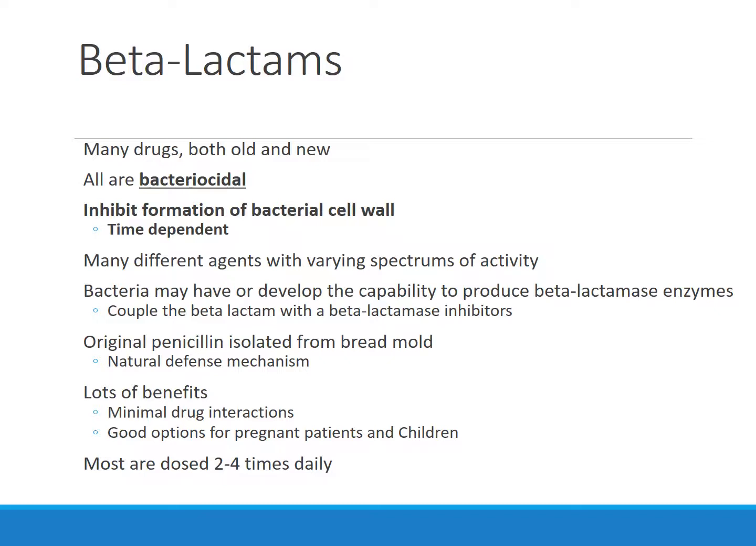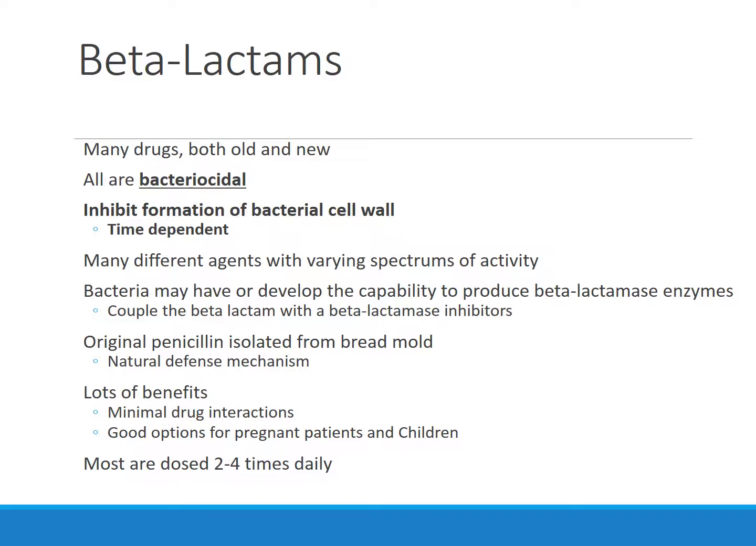Penicillin is one of the oldest antibiotics we have. It's derived from bread molds, a natural defense mechanism, and it was isolated that way. And that's kind of what started the beta-lactam class, and everything's really been built off of that. There's a lot of benefits with beta-lactams. There's not really a lot of drug interactions to think about with them. They're almost universally tolerated in pregnant patients and children too, so that's another really great option with beta-lactams.